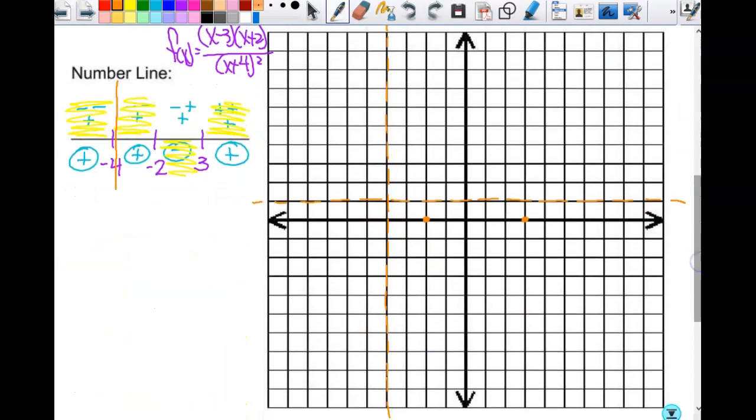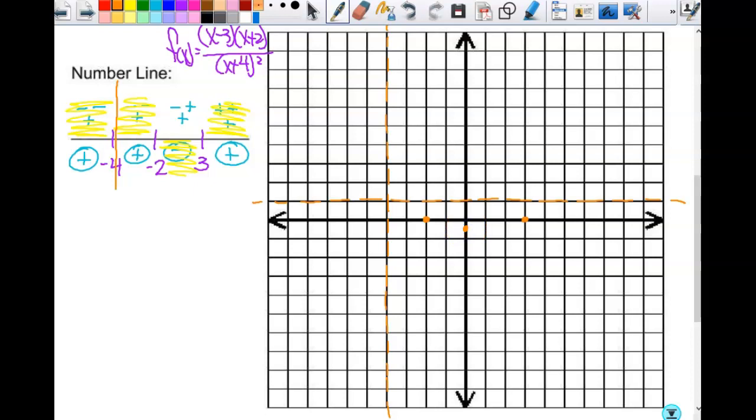I forgot to do that one. Okay, so let's see, where did I stop when I realized what I was doing? I got these two in there. I got my horizontal asymptote. Okay, then I have a y-intercept at 0, -3/8, so that's almost -1/2. It's right there.